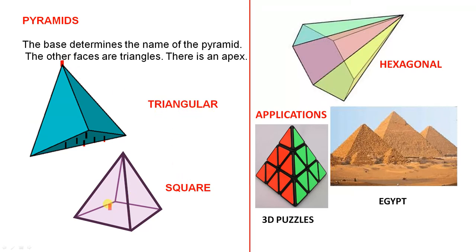This one here is a square pyramid. See, because of the square there? See that? And it goes up to the apex here. That's a hexagonal pyramid. See, because that's a hexagon there. And then the 6 lines go up to the apex.